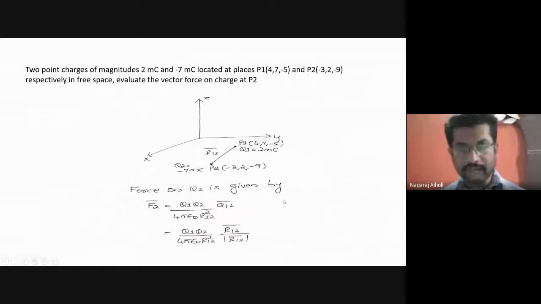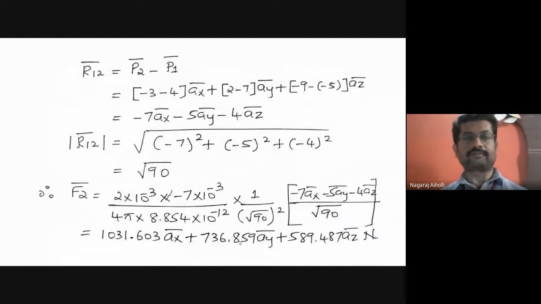What is the unit vector from R? This Q1 to Q2, it is acting in the direction from Q1 to Q2. That is, from Q1 it is moving along the direction towards Q2. That is the direction of the unit vector. Hence we take the distance vector R12 bar divided by its magnitude, R12 bar magnitude. That gives the value of the unit vector. Clear here? Yes, sir, got it now. Okay, fine.